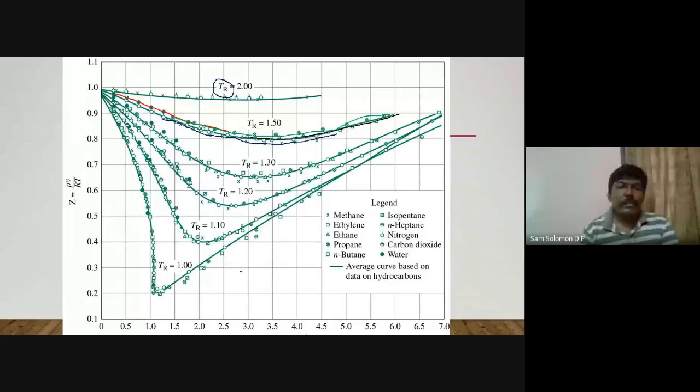Now you can estimate the reduced temperature and the reduced pressure, and you can get the compressibility value. You can use the relation PV equal to ZRT, and you can get the value of Z from this compressibility chart depending upon the reduced properties given, and using that you can solve the problems. The compressibility chart will be very helpful in solving such problems.